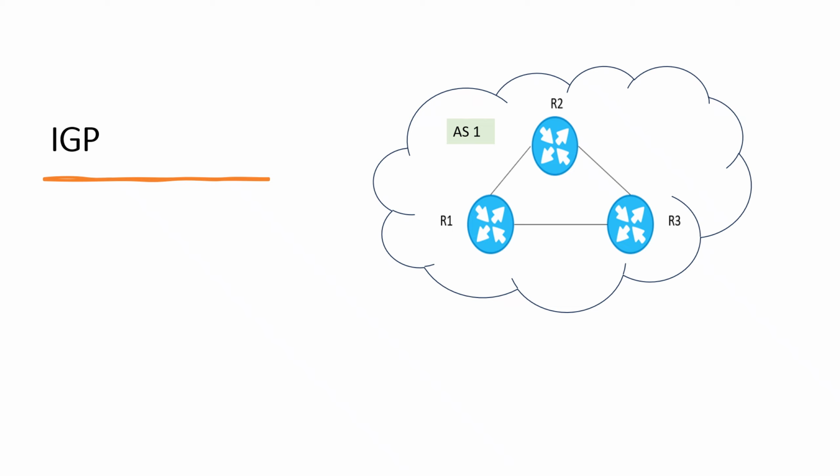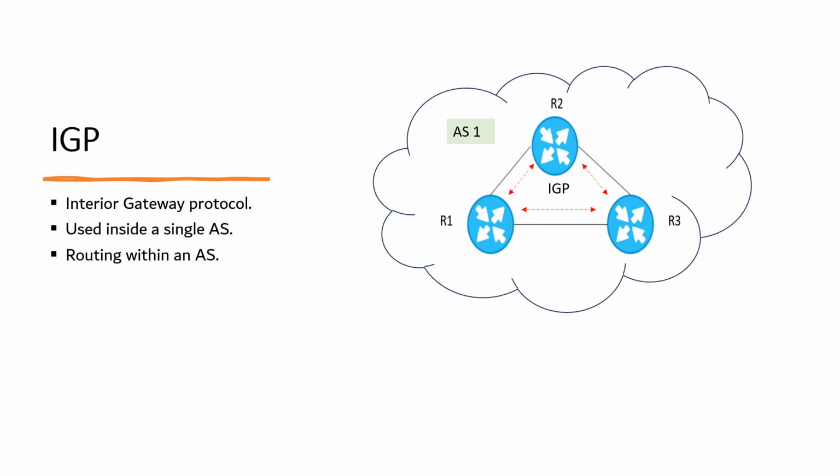Let's go ahead and discuss about IGP. An IGP, also known as Interior Gateway Protocol, is a routing protocol that was designed and intended for use inside a single autonomous system. It is used for routing within an autonomous system. It is also referred to as intra-AS routing.